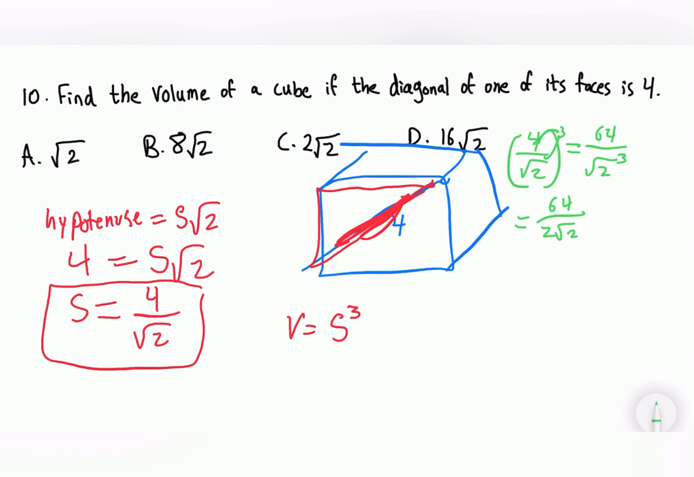Now, what do we have to do? We have to rationalize the denominator. And what does rationalize the denominator mean? It simply means we have to remove the radical from here. So what we do is multiply by a radical of 2, which is going to give you just the number 2 in the denominator. So we're going to get 32 radical of 2 over 2.